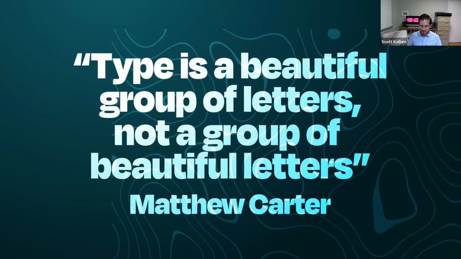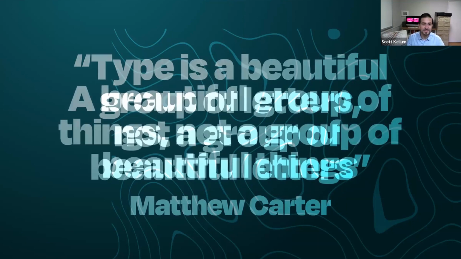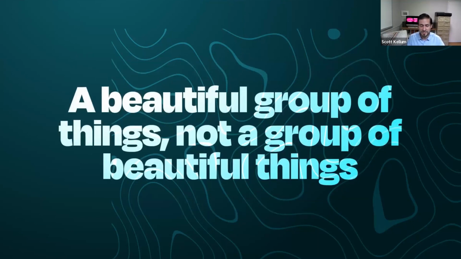And Matthew Carter said something that's brilliant and has always stuck with me. He said that type is a beautiful group of letters, not a group of beautiful letters. And we can think about this, coming back to design systems themselves, and really any system is a beautiful group of things, not a group of beautiful things. So all of the parts need to work together. They can't shout above everything else.